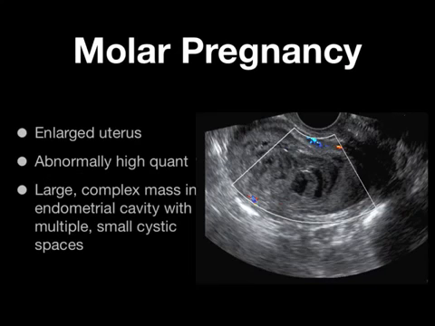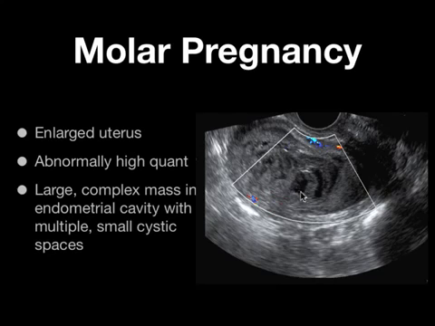With molar pregnancy, most of the findings that have been described are ones that you're going to find in late first trimester, early second trimester, where you're going to have an enlarged uterus, an abnormally high quant, and sonographically you're going to have the classic cluster of grapes appearance. You're going to have a complex mass within the endometrial cavity with multiple small cystic spaces.